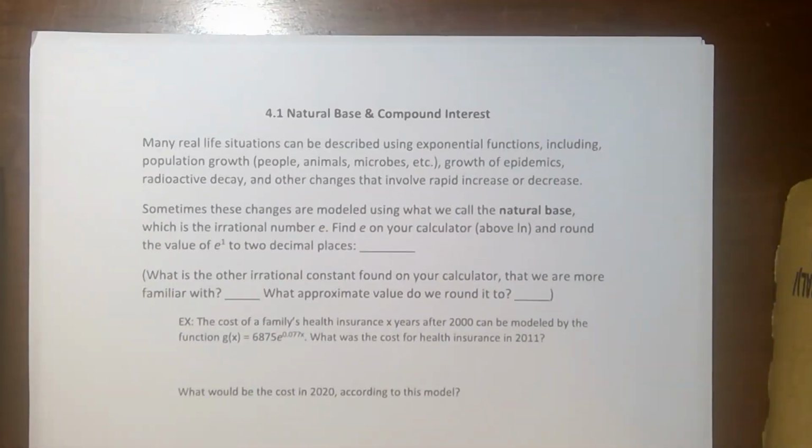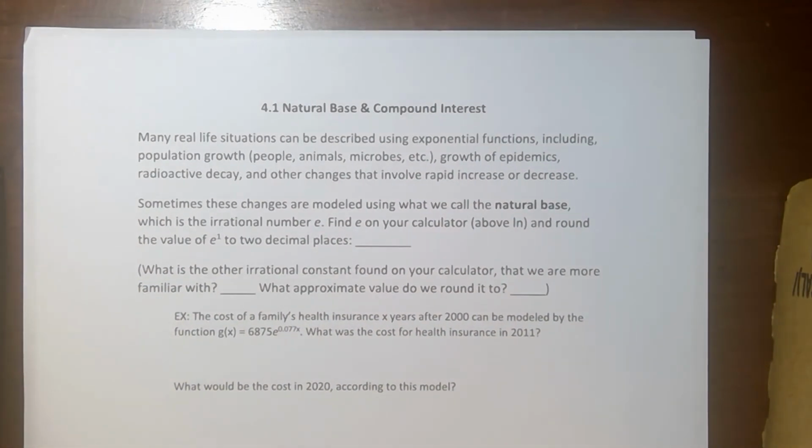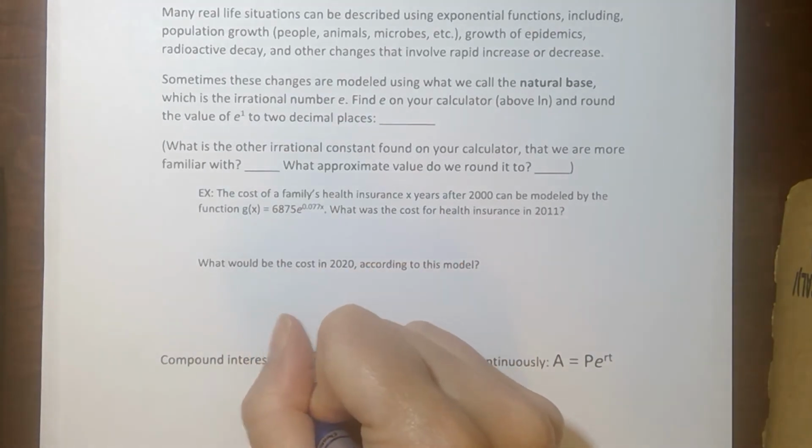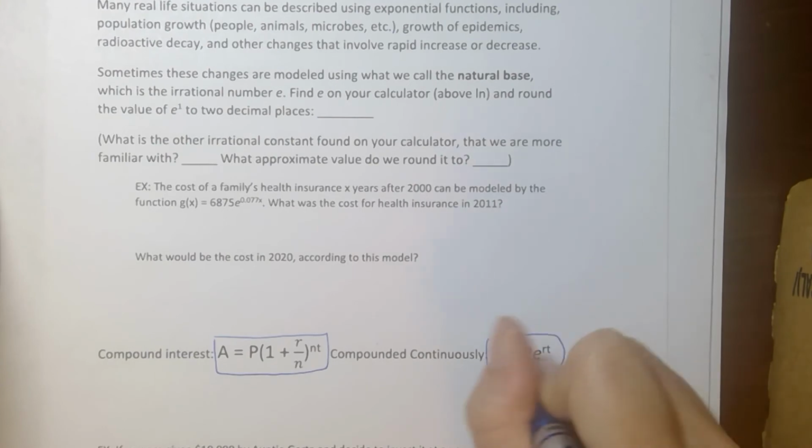One other concept that 4.1 introduces is the natural base. We're going to use the natural base when we calculate compound interest. We're going to introduce two different compound interest formulas here: a general compound interest formula and a compounded continuously interest formula. You don't have to stress about memorizing either one of these formulas. They will be available to you to use on your exam. These are good formulas to know.